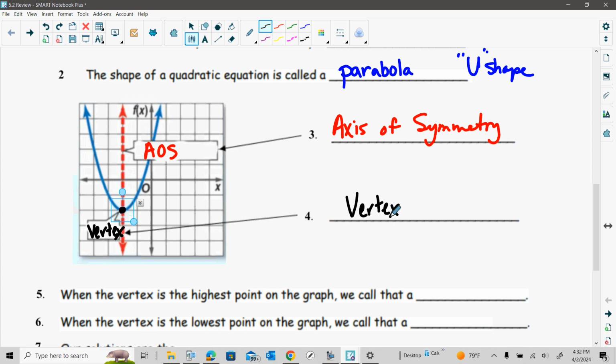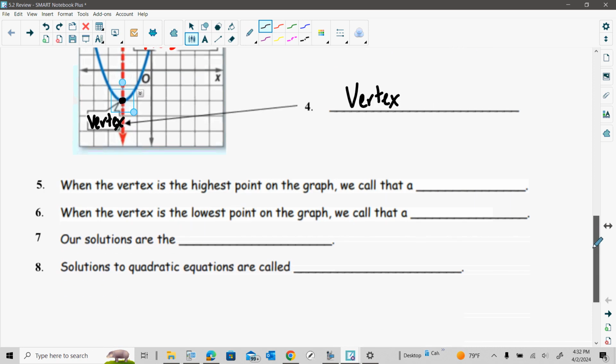It's where the max or the min is on the parabola. When the vertex is the highest point in the graph, we call that a maximum. When it's the lowest point, like this one right here, we call that a minimum. Now, our solutions to a quadratic, we find those on the x-intercept.